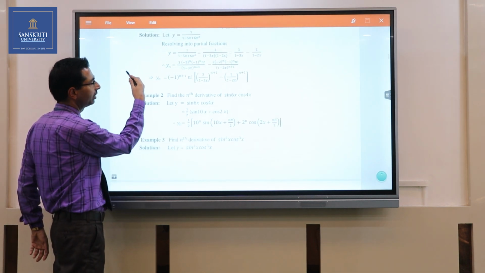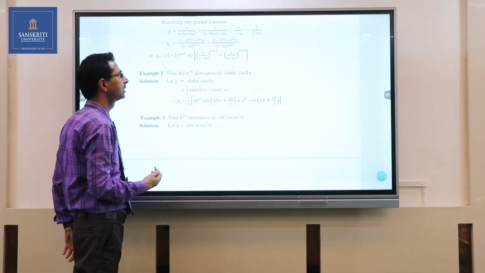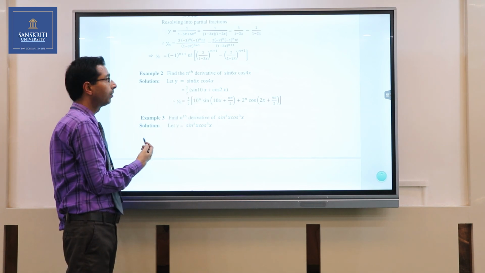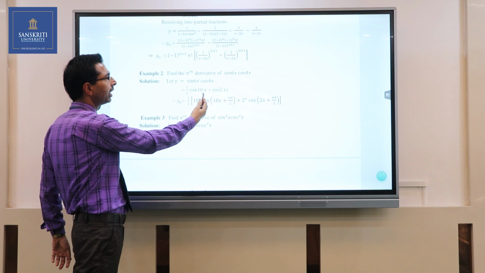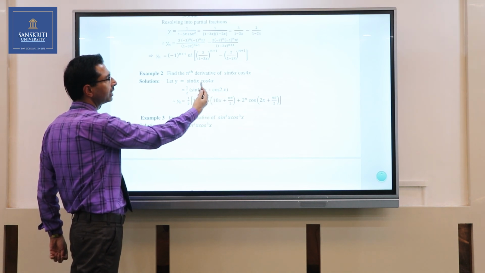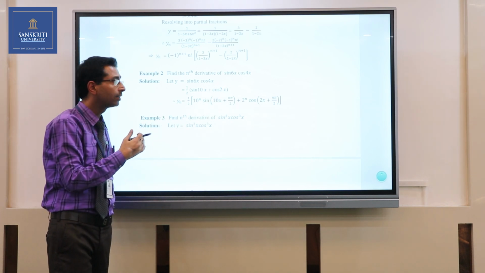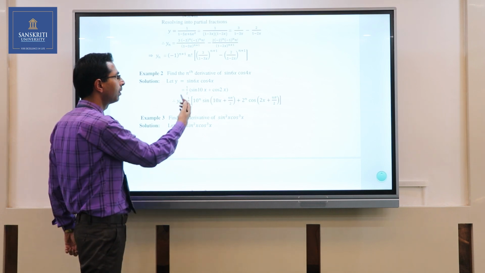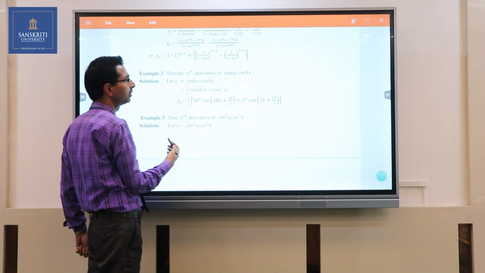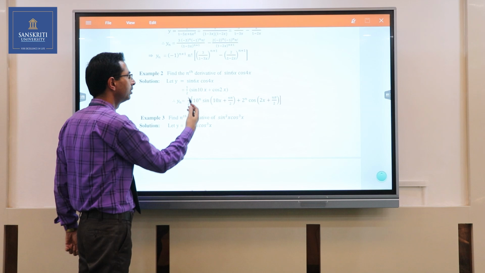Now, second example: find the nth derivative of sine 6x into cos 4x. Using the formula sine c cos d, this is 1 upon 2 half of sine (c plus d) plus sine (c minus d). So 1 upon 2 sine 10x plus sine 2x, because 6x plus 4x is 10x and 6x minus 4x is 2x.